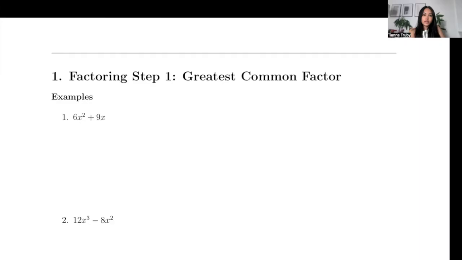We are going to be talking about factoring, specifically factoring with GCF or your greatest common factor. I am going to share my screen and then we can get started.